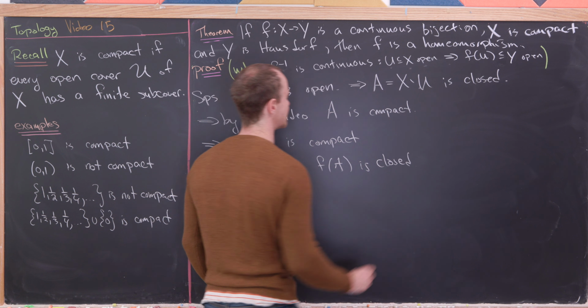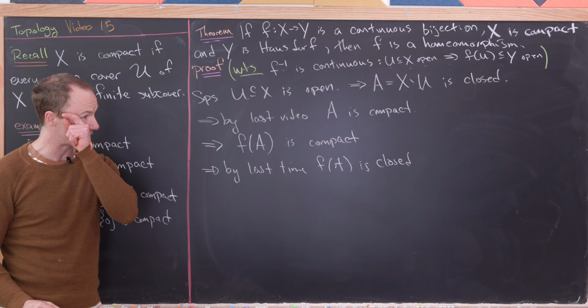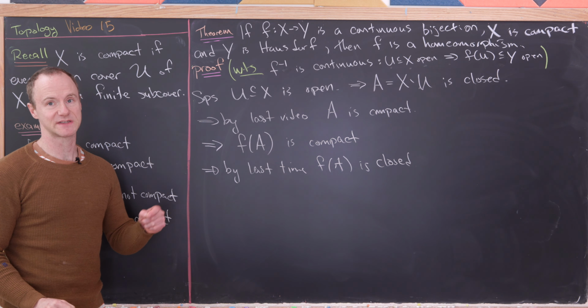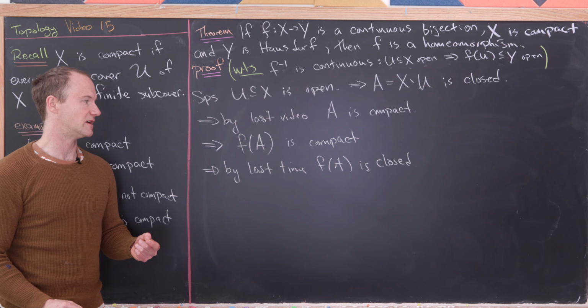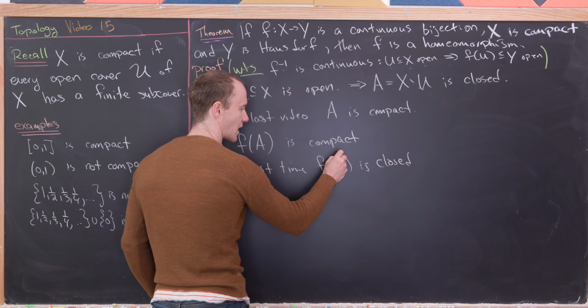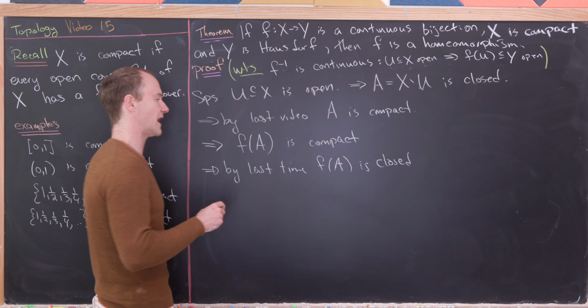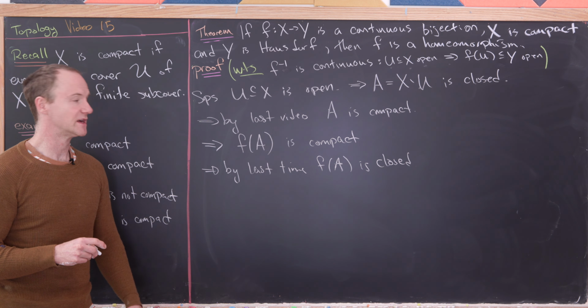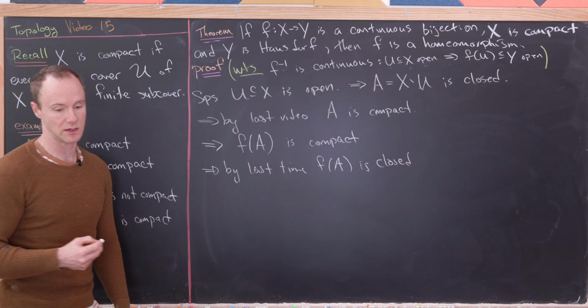Okay, cool. And then by last time, again, this actually tells us that f of A is closed. And exactly what was that? Well, last time we proved that if we had a compact subset of a Hausdorff space, then that set was closed. And that's exactly what we have here. We've got a compact subset, f of A, of a Hausdorff space, Y. So that means that f of A is closed.